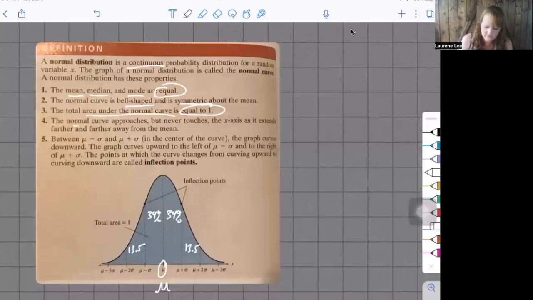Also, the normal curve approaches, but it never touches the axis right here. I know this looks like it's touching, but it's not actually. It just flattens out and hovers above there. My drawings are never that accurate, but that's technically how they're supposed to look. If they don't look that way, I pretend like they do.